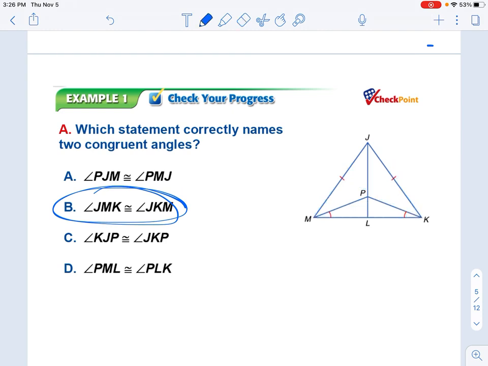to see why they are false. K, J, P, and J, K, oops, sorry. JKP cannot be congruent for the same reason as A, because we don't know those two pieces there are congruent. And lastly, I had a lot of students choose this one in class. PML, it would be nice if we had this one, but notice we actually have PLK. This angle is definitely not congruent to that angle, so D is not a choice either.